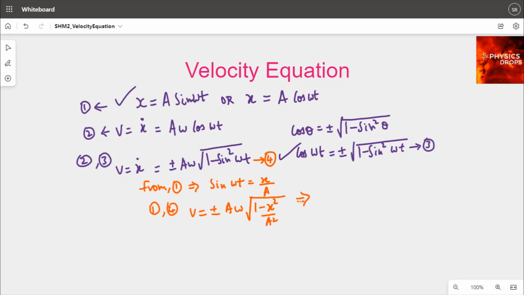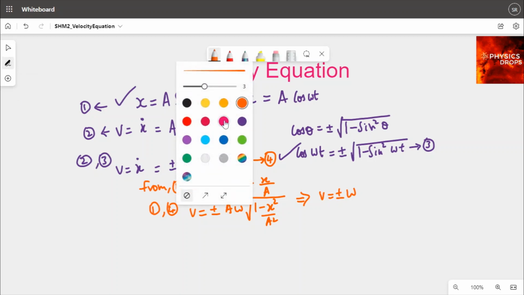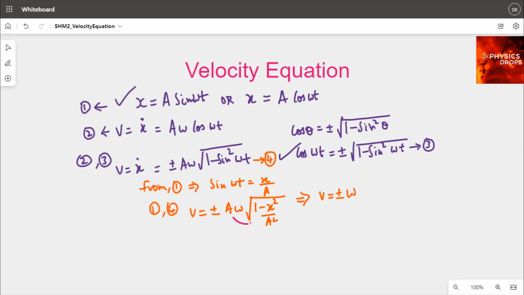From this, we can further simplify to get v equals plus or minus omega. Let's take the a inside the square root. It becomes a square. When a square goes inside the square root, the first term 1 becomes a square. The second one becomes x square, because a square gets cancelled out with the denominator. So it becomes a square minus x square.